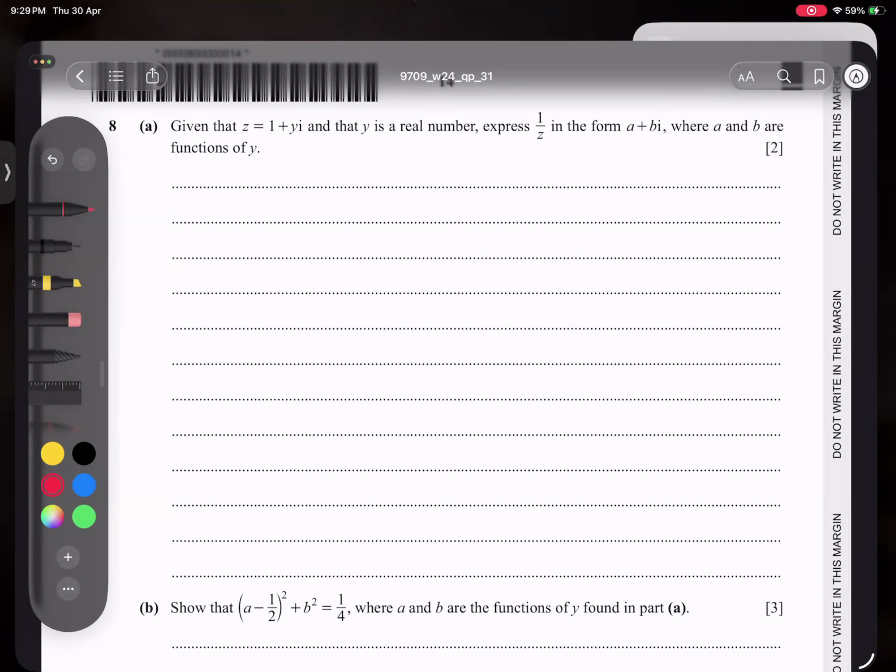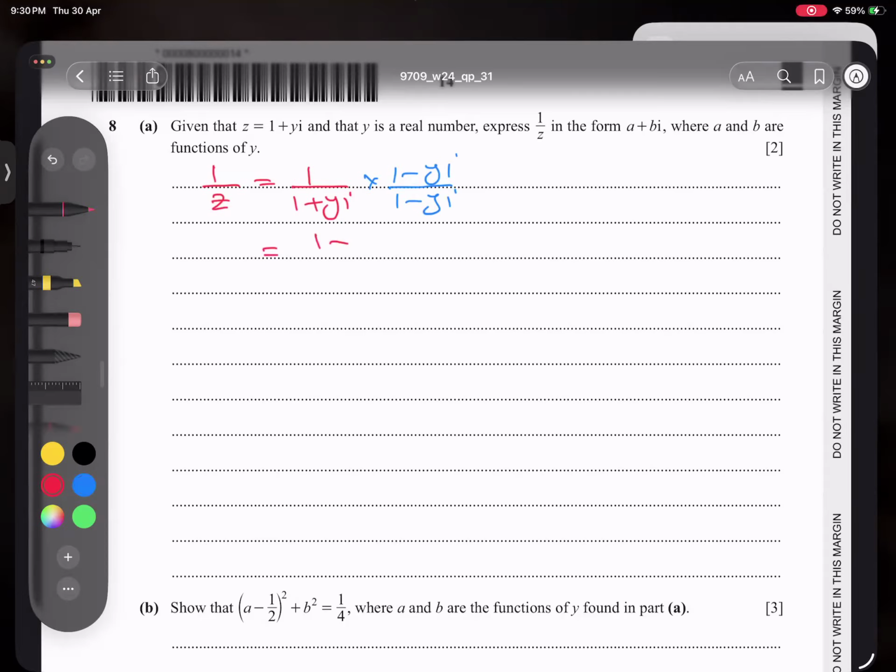Question number 8, students. Given that this z is given and y is a real number, express 1/z in this form. Okay, and we have to express that. So first of all, I'm writing here 1 over z. So it naturally becomes 1 over 1 plus y iota. Okay, now how to solve it? Rationalize, naturally, you know it very well. (1 - y iota) over (1 - y iota).